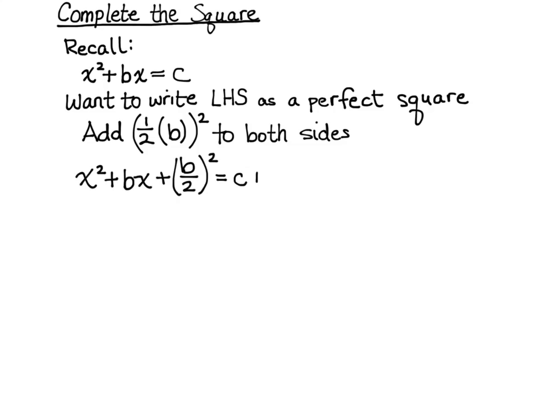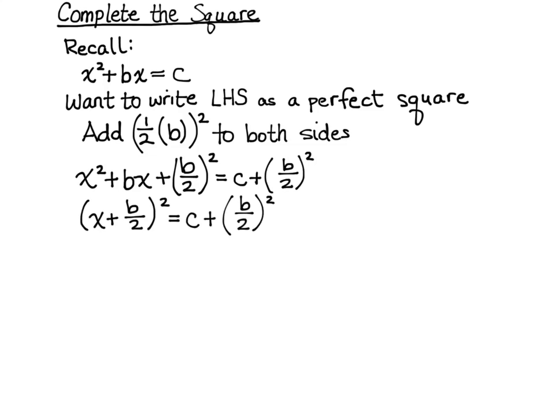So for example, here I have x squared plus bx, and then I'm going to add (b over 2) quantity squared to both sides. So that gives me x squared plus bx plus (b over 2) quantity squared equals c plus (b over 2) quantity squared. Notice that that makes the left-hand side a perfect square, namely (x plus b over 2) quantity squared, and the right-hand side we can just leave alone.